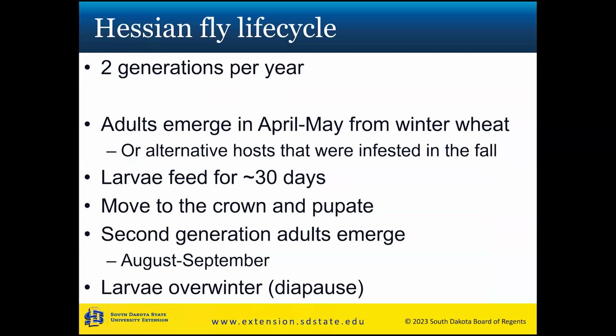There are 2 generations per year. The adults will emerge in April to May from winter wheat or alternative hosts that were infested the previous fall. Larvae will feed for 30 days. Once they hatch, they move to the crown and pupate. The second generation of adults will emerge in August to September, and that starts the life cycle over again. The larva will overwinter, and then we get the feeding in the next spring.